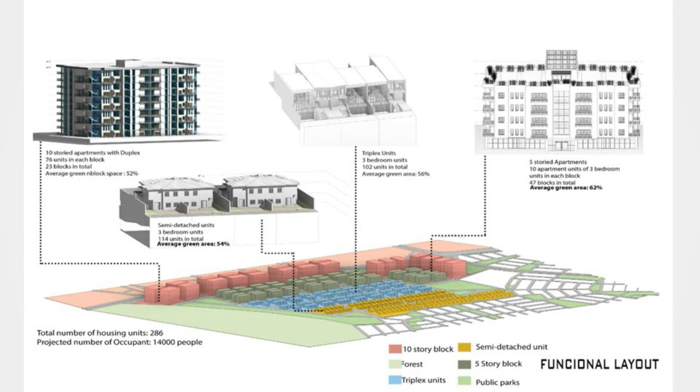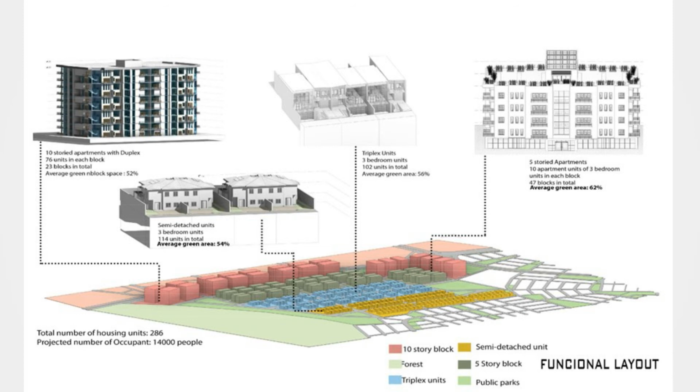Then the last one is my semi-detached units. They are also 3-bedroom units, and there are 114 in total. The average greenery within these units is also 54%. These units were designed in a way that helps my new design almost blend in with the old designs within the site. If you notice, the design of these semi-detached units is, let me say, the modern contemporary way, while the other new ones are designed in a more futuristic and minimalist way.